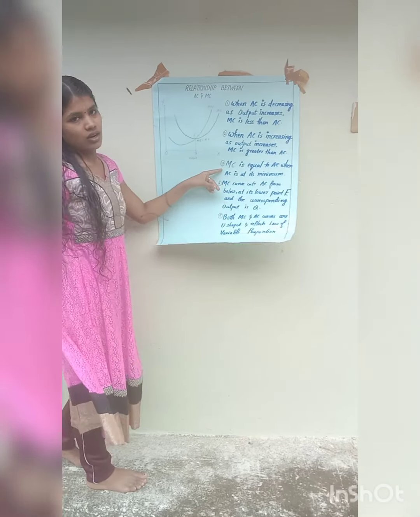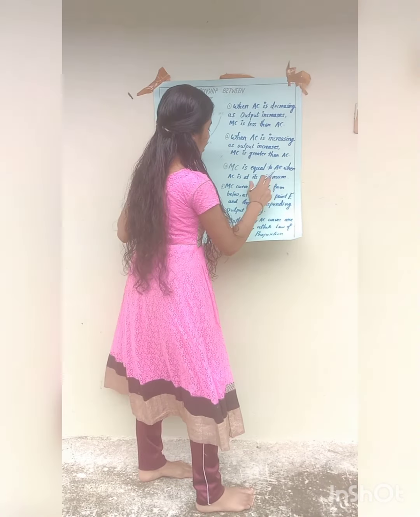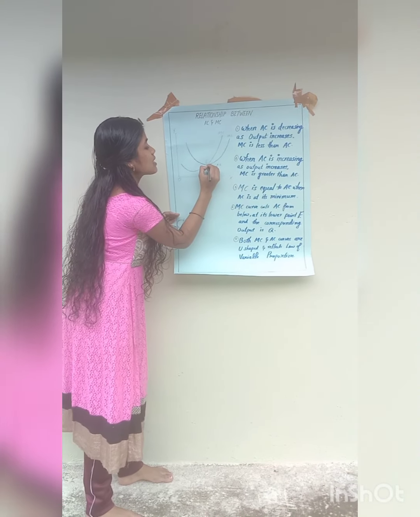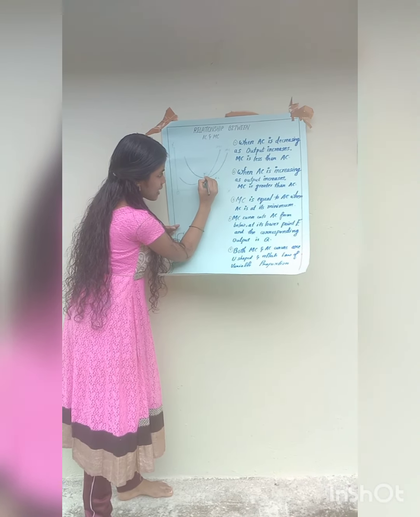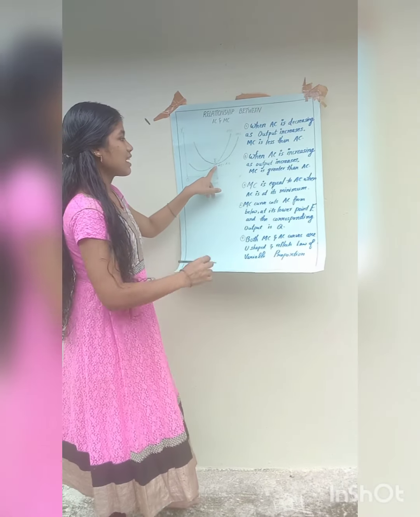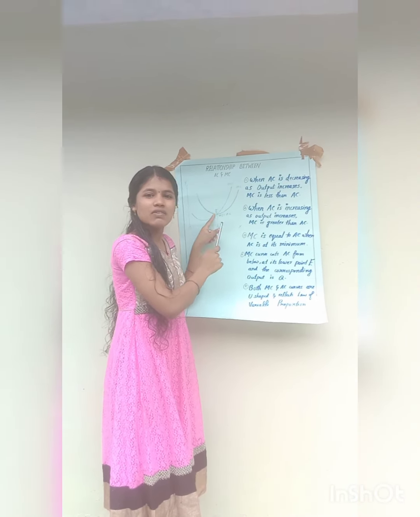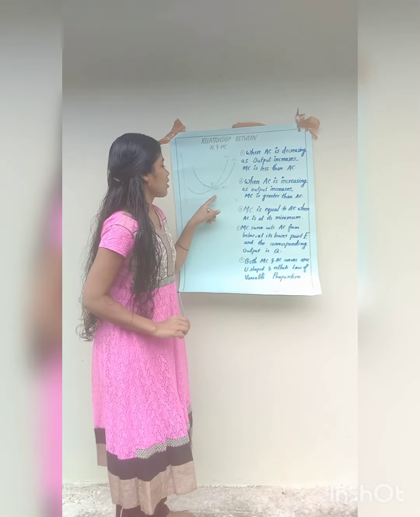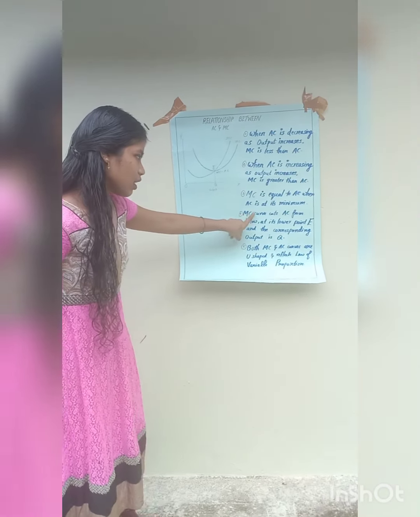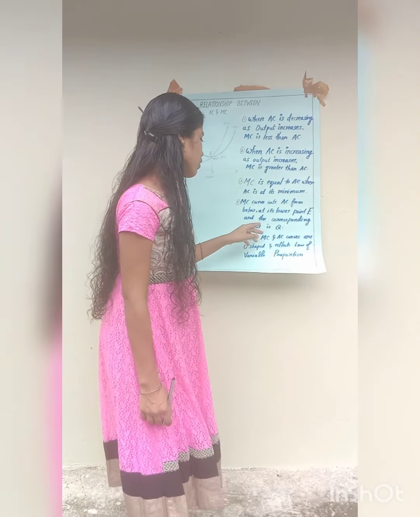And look into the next relationship. MC is equal to AC when AC is at its minimum. This is the minimum point. This point E is the intersecting point of the AC curve and MC curve. At this intersecting point, at this E point, the MC will be equal to AC. Then next point, the MC curve cuts AC from below at its lowest point E and corresponding output Q.